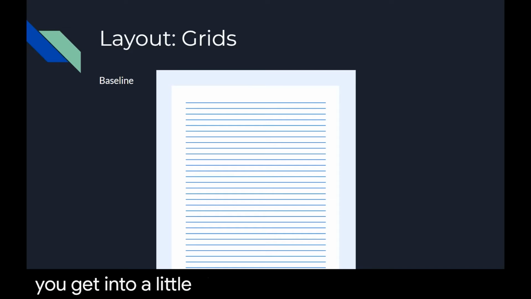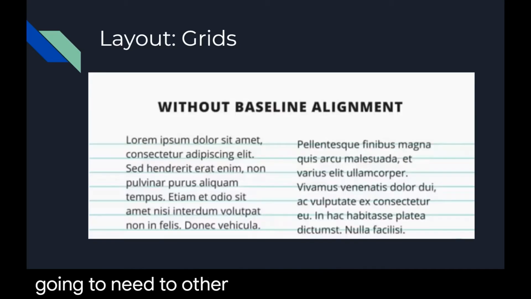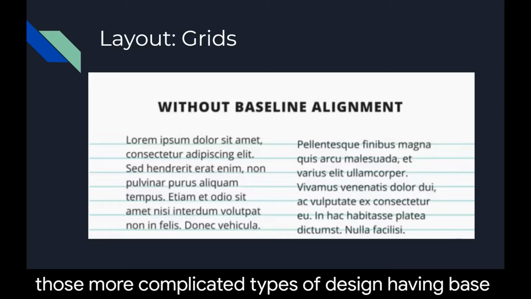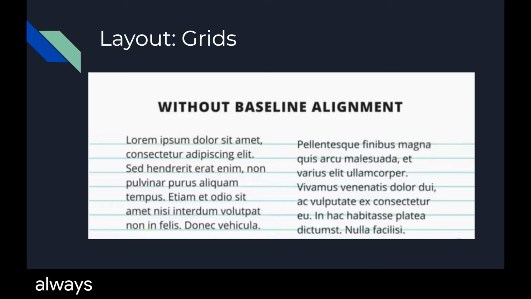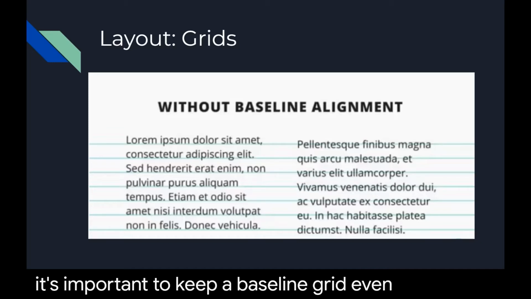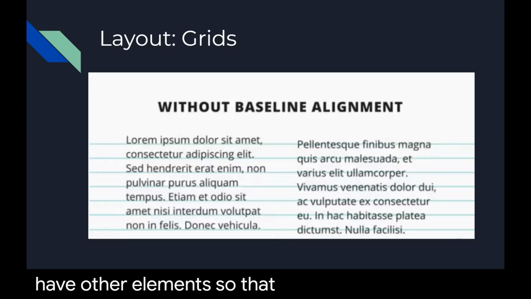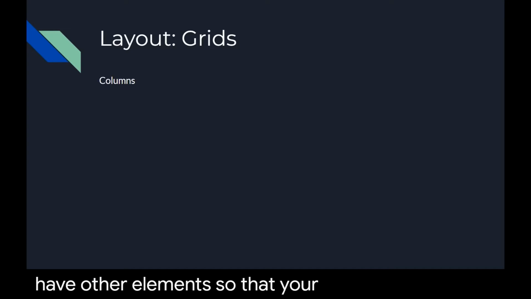Once you get into a little more complicated design, you're going to need other kinds of grids. But even within those more complicated types of design, having baseline alignment is very important because you will always be able to tell when the alignment gets off. So it's important to keep a baseline grid even when you have other elements so that your text aligns properly.